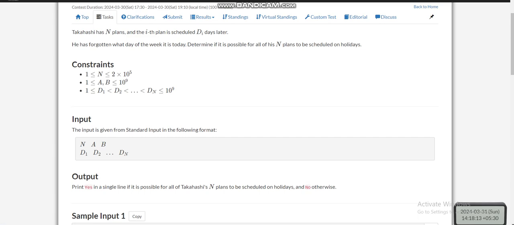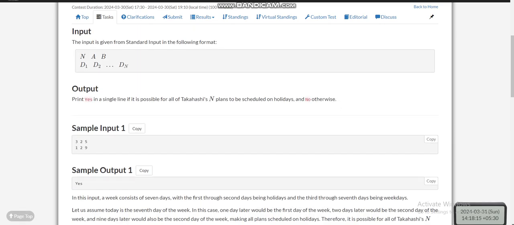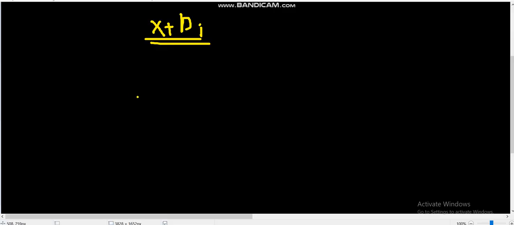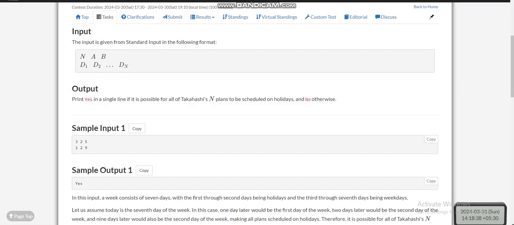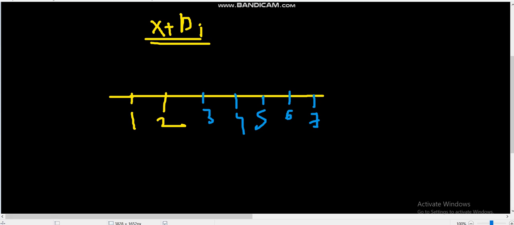Now let's take one example, you will understand it better. 3, 2, 5; 1, 2, 9. So the first 2 days, the first day and second day, are holidays, and the rest of the 5 days are weekdays. So 3, 4, 5, 6, 7 are weekdays. Now he has three plans, on the first, second and ninth day. Let's extend this, let's call it 8 and 9. 8 and 9 are also holidays.